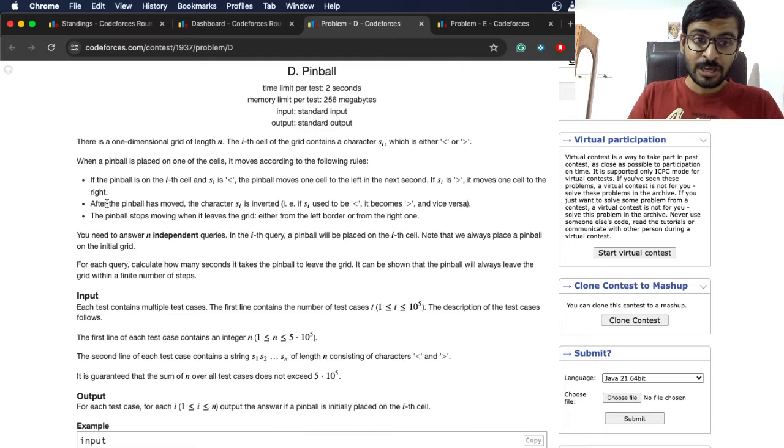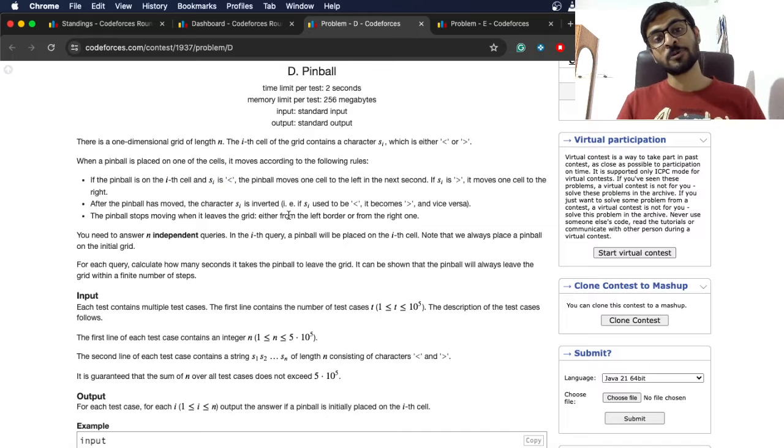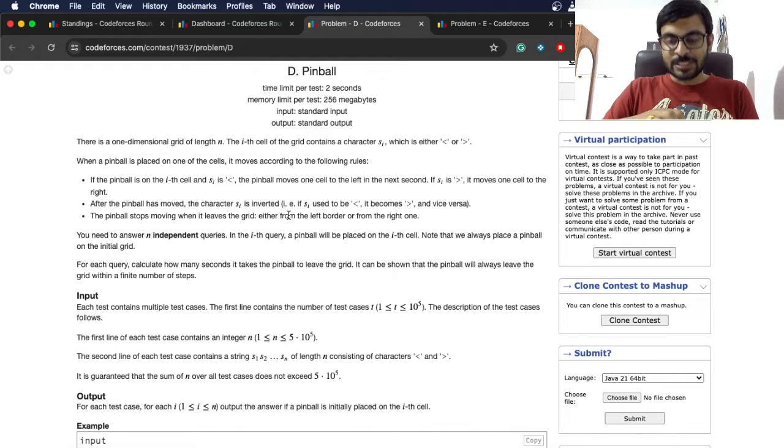Not only that, when the pinball has moved, that character will be inverted. So the movement of the pinball is driven by these arrows, but also according to the movement of the pinball, if the pinball is visiting one cell and then leaving that cell, regardless of the direction of movement, left or right, the sign will change. So through an example, let's understand this.